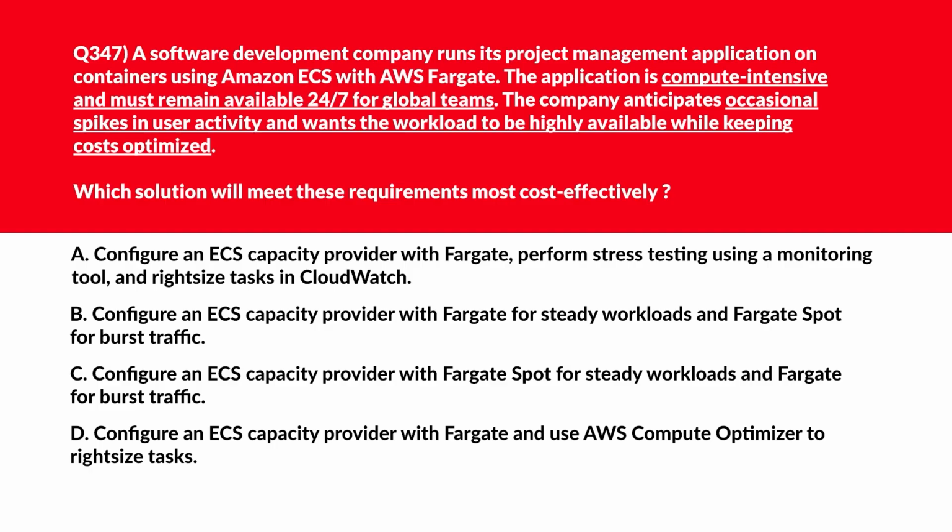Here we go with a brainstorming question. We want to anticipate occasional spikes in user activity and want the workload to be highly available while keeping cost optimized. Option A, Fargate with CloudWatch right sizing increases cost since it doesn't optimize for burst traffic. Incorrect. Option B, Fargate ensures 24/7 steady availability while Fargate Spot handles burst traffic at reduced cost.